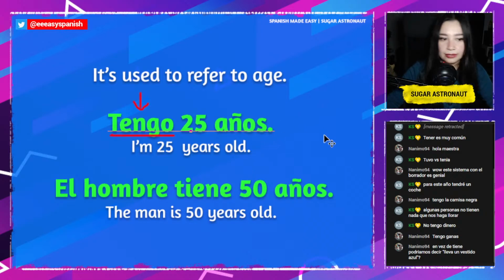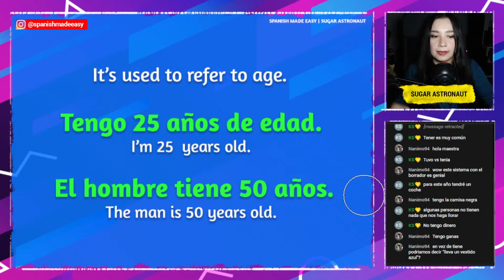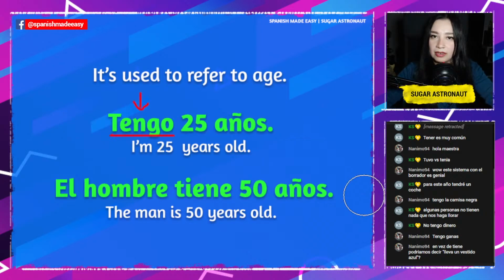You could also say tengo 25 años de edad to be more precise. If you're saying I'm 25 years old, I'm talking about my age, you can say años de edad. But a lot of people just say their age like that. Tengo 25 años. You're technically saying I have 25 years. That's the literal translation. But it's a common thing to say in Spanish, just your age and then años. Tengo 25 años. I'm 25 years old. Okay?